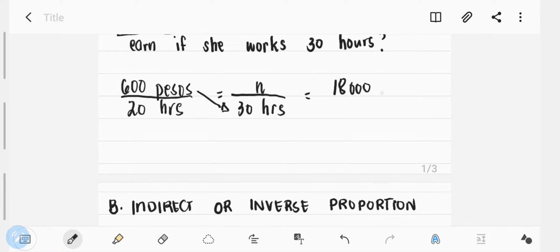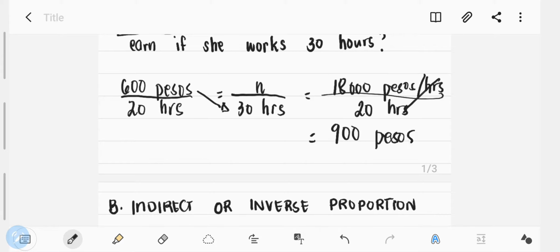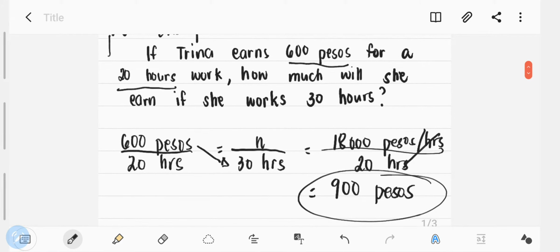18,000 pesos hours divided by 20 hours. So, cancel the hours, then what remains is pesos. And then we divide 18,000 by 20. That gives us 900 pesos. Okay? So, this is how we solve a direct proportion.